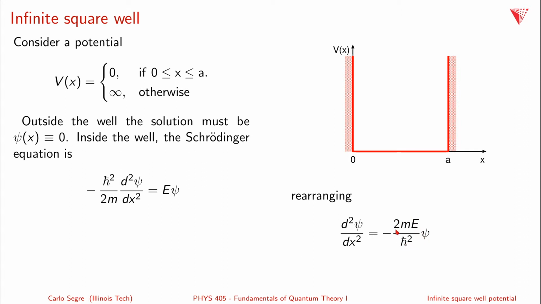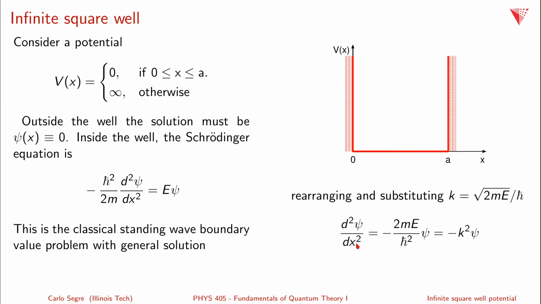Now these are all positive constants, and so we can substitute this with the value k, which is equal to the square root of 2mE over h bar, so this becomes k squared. And then we have minus k squared times psi is equal to the second derivative of psi with respect to x squared. Now, this is a classical standing wave boundary value problem, and we know what the general solution looks like.